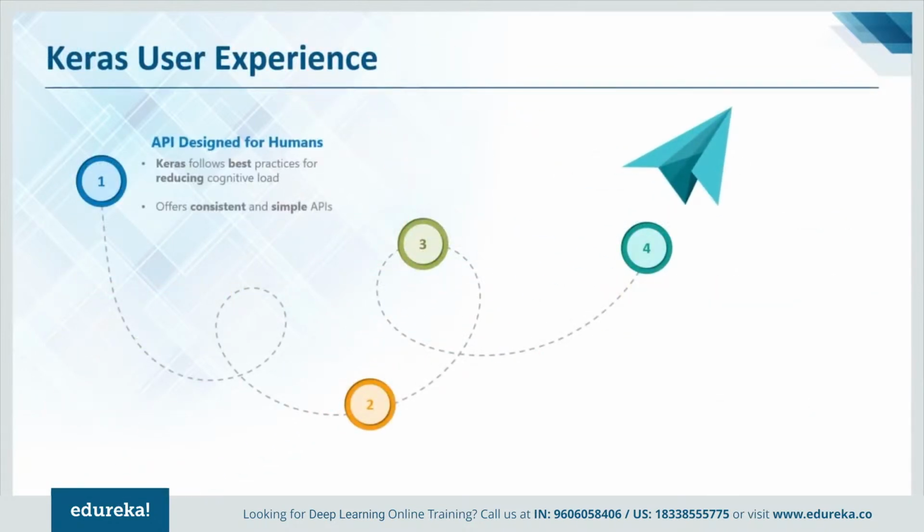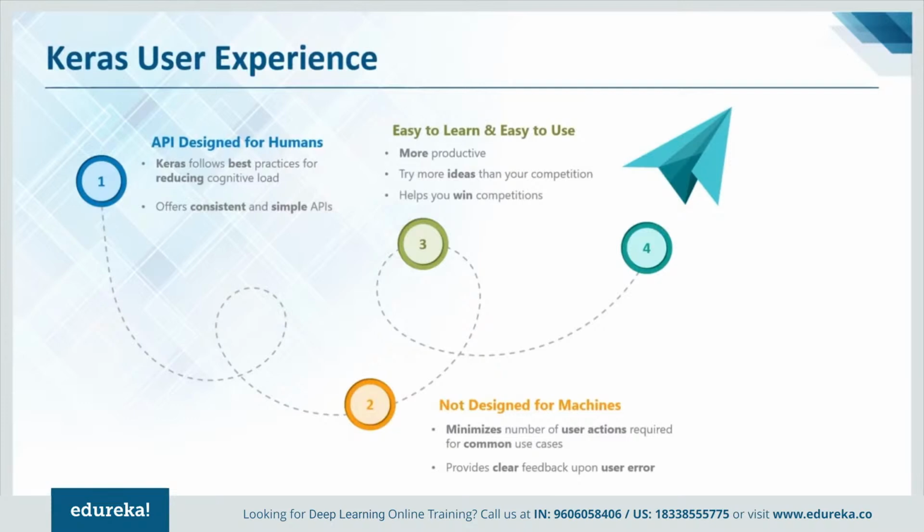Well, in my opinion, this is very important for anyone who wants to know more about Keras, or better, wants to start creating their own neural nets using Keras. So clearly, Keras is an API designed for humans. Why so? Because it follows the best practices for reducing cognitive load, which ensures that the models are consistent and the corresponding APIs are simple. Moving on, Keras provides clear feedback upon occurrence of any error, and this minimizes the number of user actions required for the majority of the common use cases, guys.